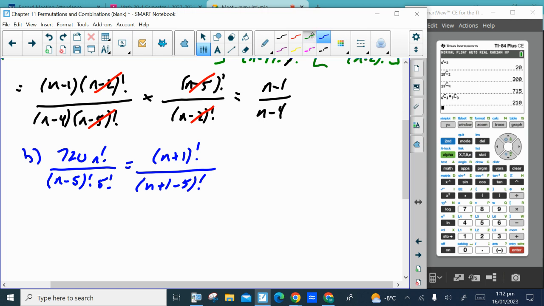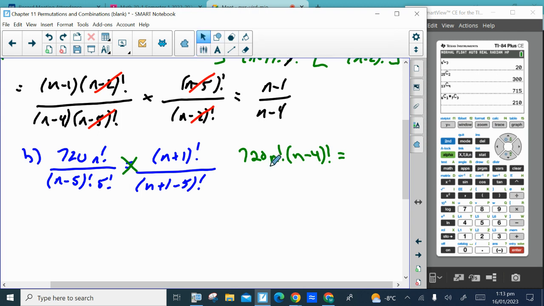So I'm going to cross multiply, which will give me 720 n factorial. On the bottom right, n plus 1 take away 5 would be n minus 4 factorial. And that must equal n minus 5 factorial times 5 factorial times n plus 1 factorial.